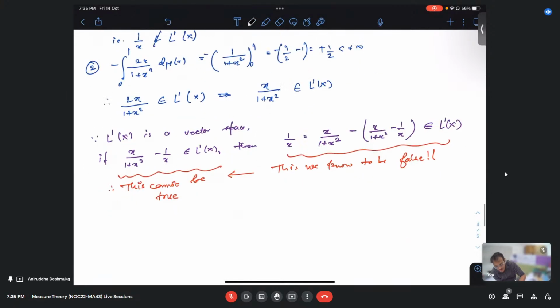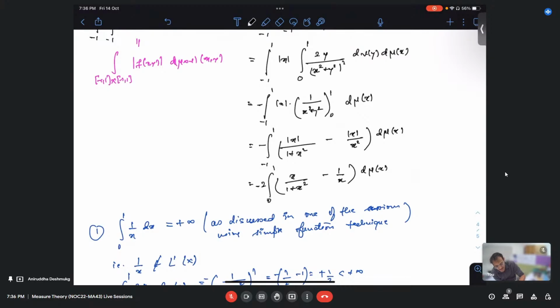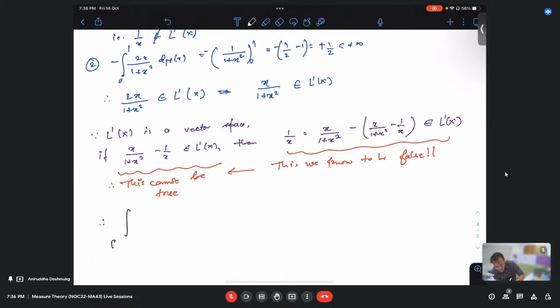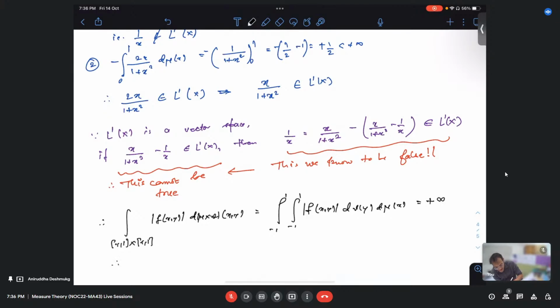Now, since this cannot be true, what does it mean? It means that this whole integral is infinite. Therefore, the integral over [-1,1] cross [-1,1] of mod f of x y d mu cross mu, which is the integral from -1 to 1, from -1 to 1, of mod f of xy d mu x d mu y, or we could have considered the other way around, d mu y d mu x, is plus infinity. Therefore, our f is not in L1 of x cross y.